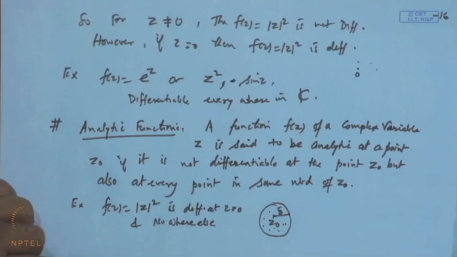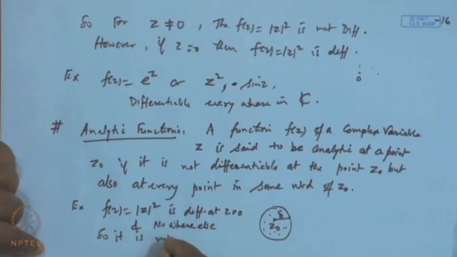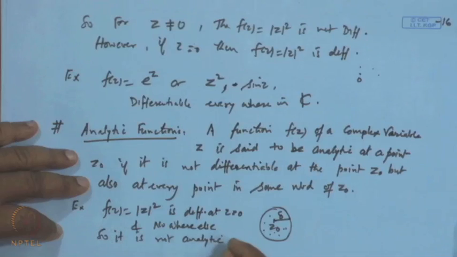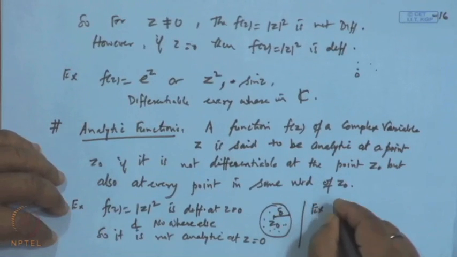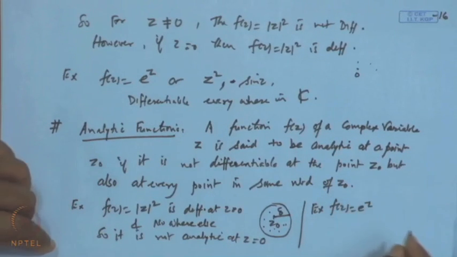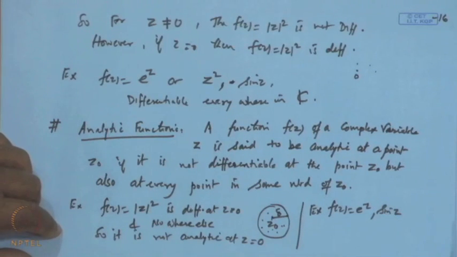So, it cannot be analytic. It is not analytic at the point z is 0. However, if we look at the function f(z) equal to e to the power z or sin z, these are functions which are differentiable throughout the complex plane. Whatever point you choose and whatever neighborhood you choose around that point, at every point the function remains differentiable. So, it will be an analytic function throughout.